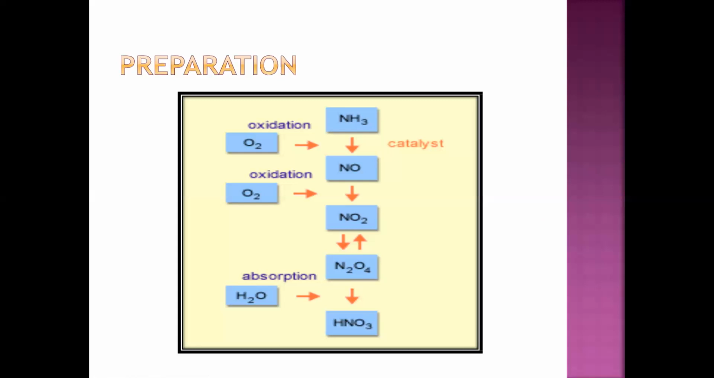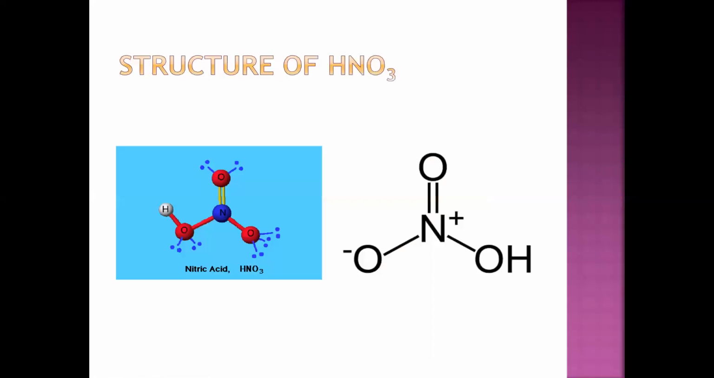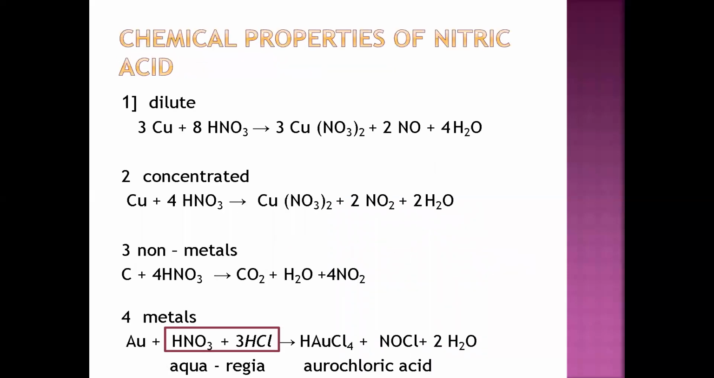This same process happens in the atmosphere at the time of formation of acid rain, and scientists use the same process to produce it commercially. This is the structure of nitric acid, HNO3, where nitrogen is bonded with oxygen by a double bond, with OH, and with O negative by a single bond. The structure will look like this. Let's now read the chemical properties of nitric acid. The chemical properties of nitric acid, first dilute.